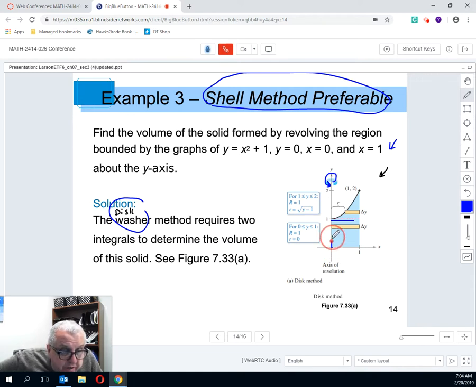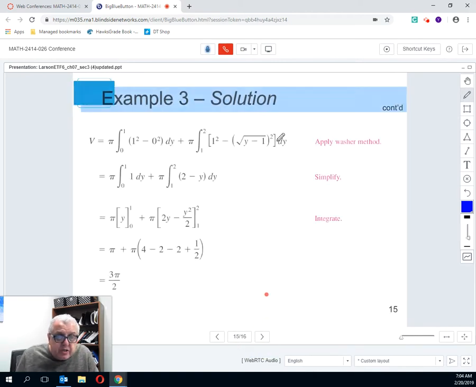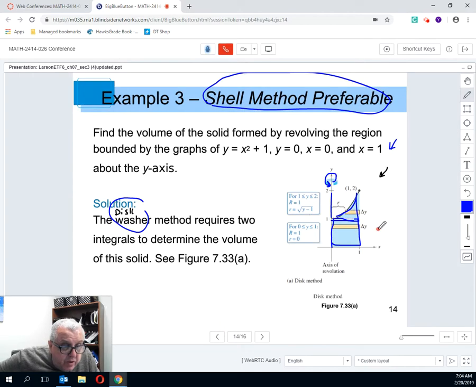So we're going to integrate from 0 to 1 and then 1 to 2. Do you see there are two separate shapes here? So when you use the disk method, you have to break this up into two separate pieces. So here's what they do. From 0 to 1, all you have is a rectangle there, length times width. And then from 1 to 2, you have the equation y equals x squared plus 1.